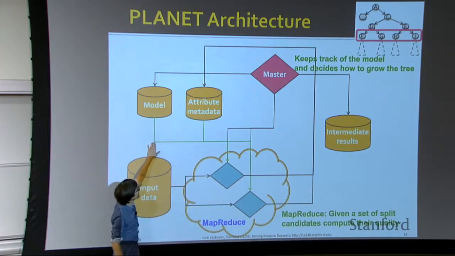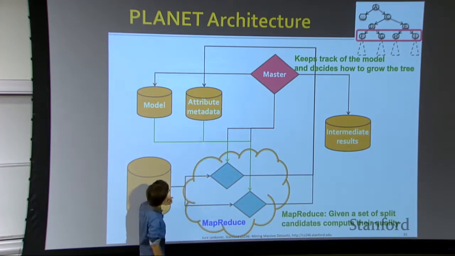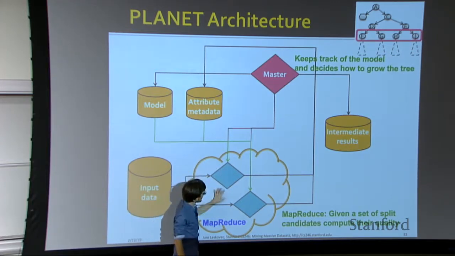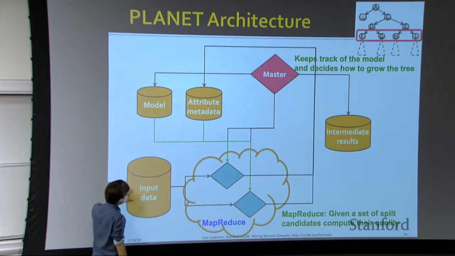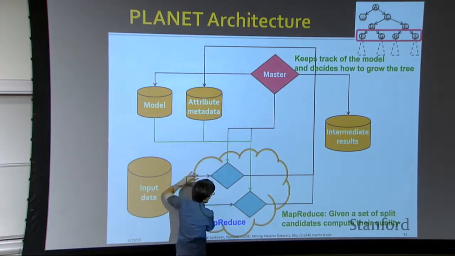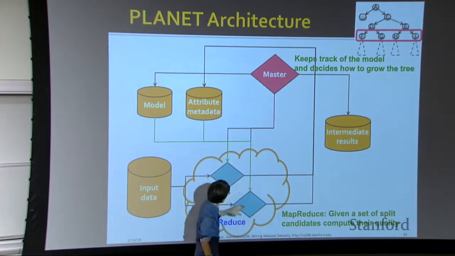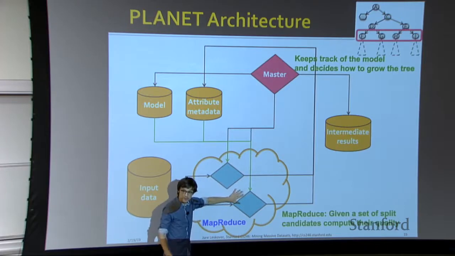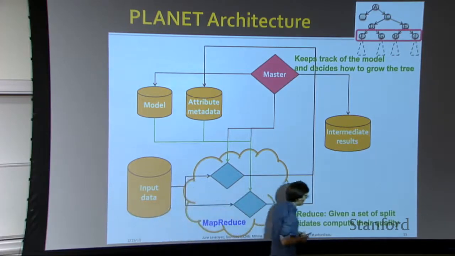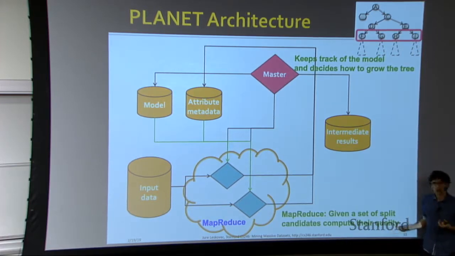And then the master has the following things. It knows what the model is. It has some attribute metadata. And then the master goes and creates these MapReduce jobs that take the input data, the current model and the attribute metadata, and go and build one level of the tree. And what these MapReduce jobs will be used for goes back to your question. They will basically be given a set of split candidates, and they will evaluate their quality, right?